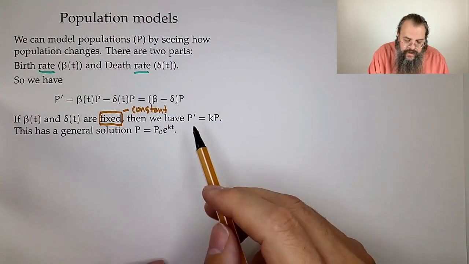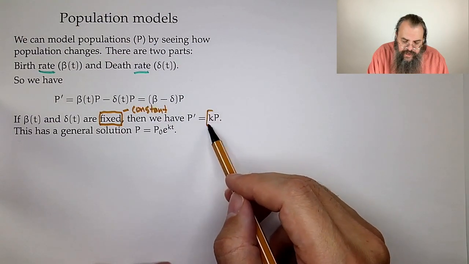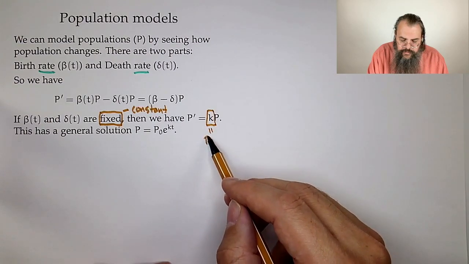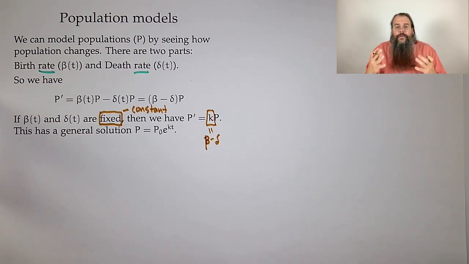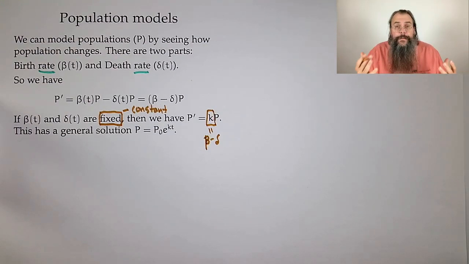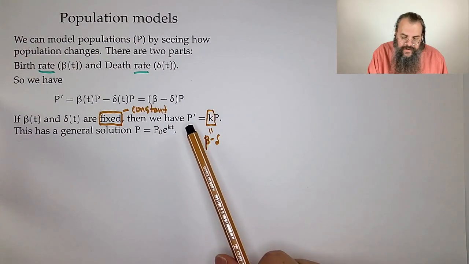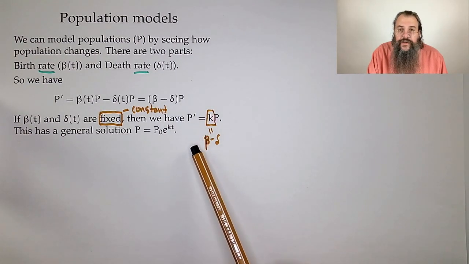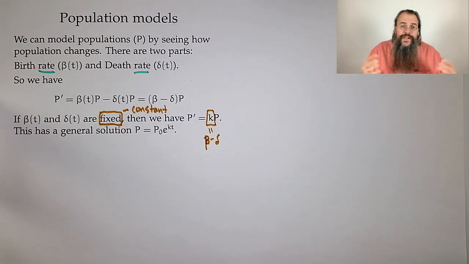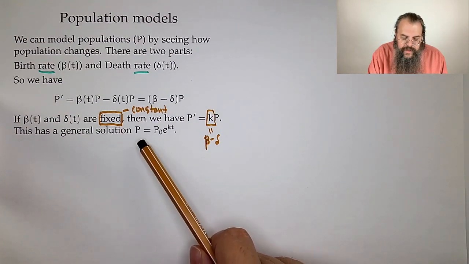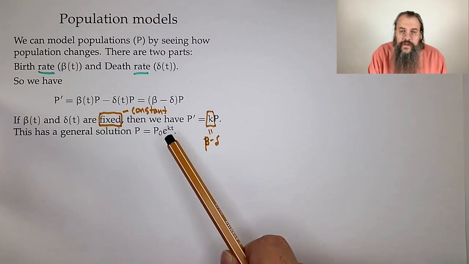Well, that tells us that this part right here, this K, is really just this beta minus delta. And now we're like, wow, this is great. This is one of the first differential equations we actually talked about how to solve. It's very separable, highly separable, right? Because you can think of this as dP/dt. This is a constant times P, and you can move things around. So you can separate, you can integrate, life is good. And so it has a nice general solution: P equals P0 e to the kt.